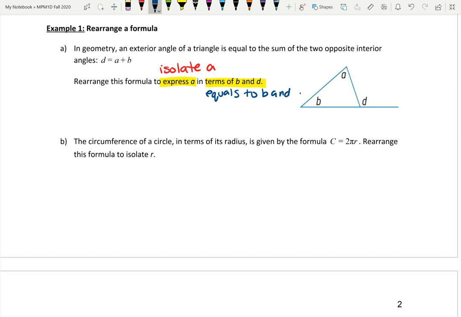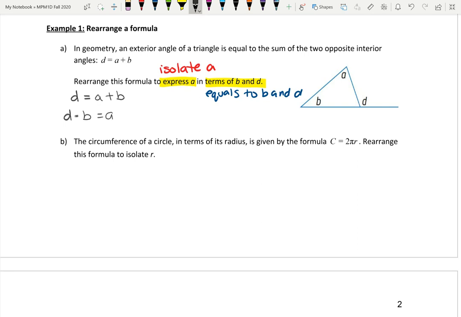B and D. Okay, so I'm going to start off by rewriting the formula that was provided to me in the question. And now I'm going to isolate A. So in order for me to do that, I need to bring B over to the other side. So it becomes D minus B is equal to A. Okay, so now I'm done rearranging my formula to express A.